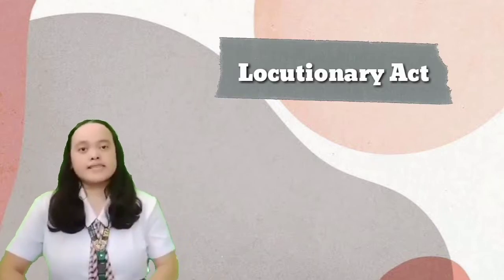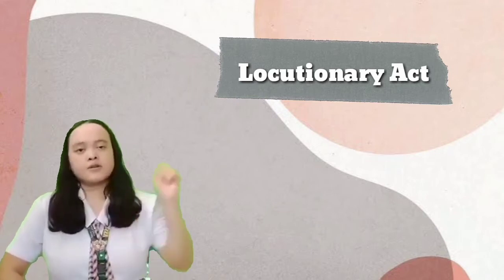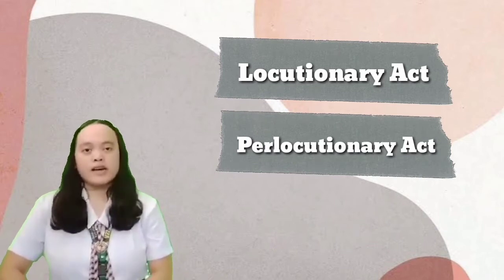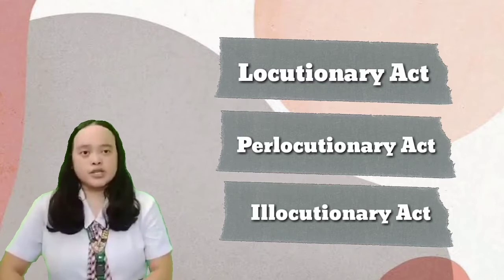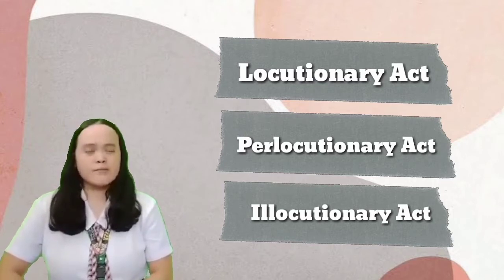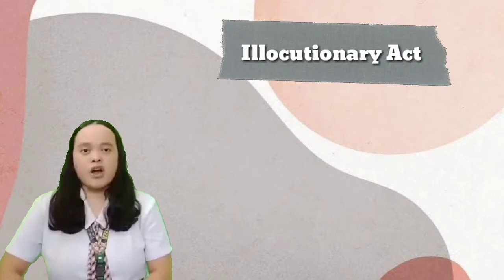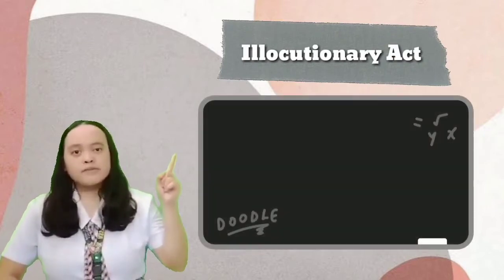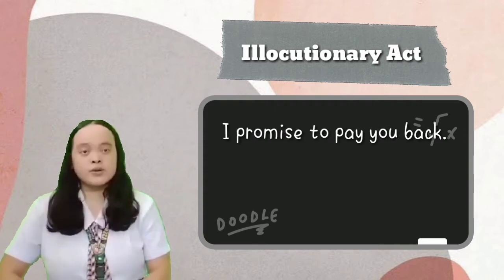There are three types of act in the performance of an utterance. The first is the locutionary act. It is the expression of the literal or semantic meaning of an utterance. The second is the perlocutionary act. It is how an act is received by the hearer. And last is the main concern of the chapter, the illocutionary act or illocutionary force. It is the speaker's intention in making an utterance, the speech act proper, such as greeting, inviting, offering, requesting, and more. For example, "I promise to pay you back" is an illocutionary act which intends to communicate a promise.